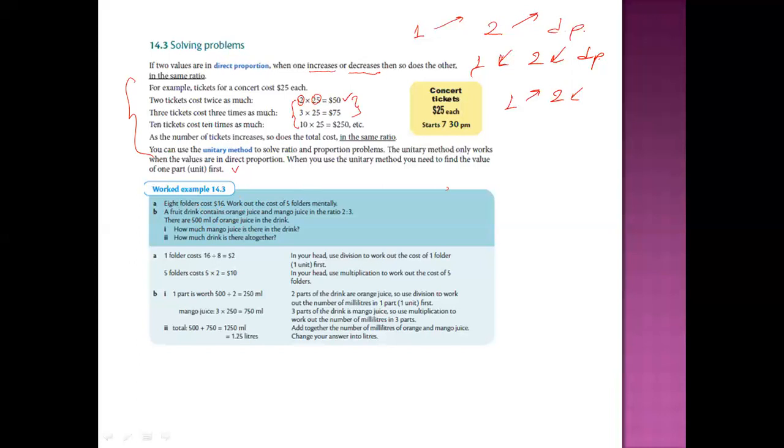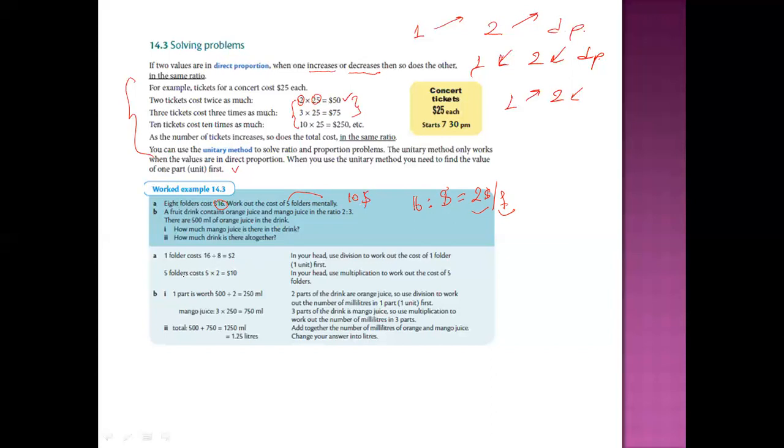How can you find it? The total folder price is $16, and we'll divide by how many folders the price is for? 8 folders. So the answer is $2 per folder. So one folder's price is $2. We need the price of 5 folders. So 5 times 2 is exactly $10.